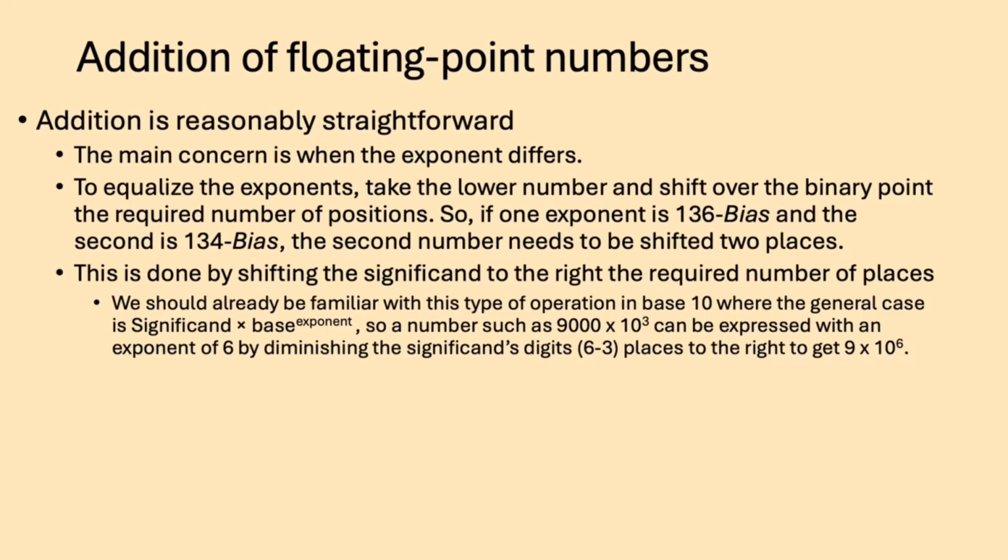Now we should already be familiar with this kind of operation in base 10, where the general case is multiplying the significant by the base to the power of the exponent. So a number such as 9000 by 10 to the power of 3 can be expressed with an exponent of 6 by diminishing the significance digits from 6 to 3 places to the right to get 9 by 10 to the power of 6. So 9000 by 10 to the power of 3 is equivalent to 9 by 10 to the power of 6, and that's why we move over to the right.